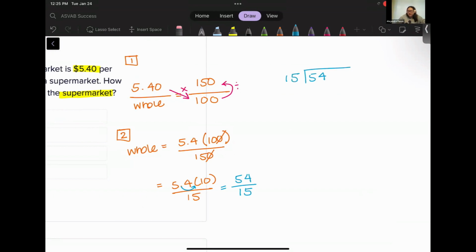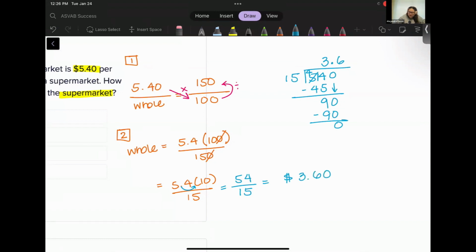So 15 would fit into 54 3 times, and that would give us 45. 54 minus 45 would be 9. I'm going to put a decimal, add a 0, and bring it down. 15 would fit inside 90 6 times. So the original price at the supermarket is going to be $3.60. And I'm only adding that 0.